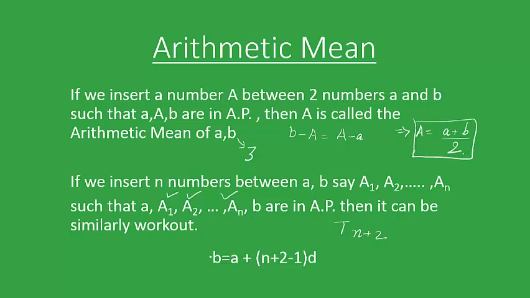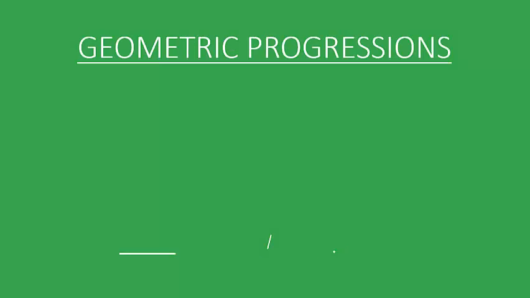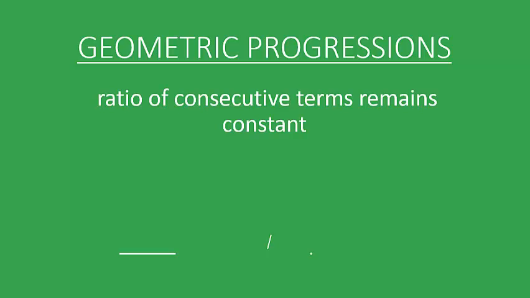So we have to calculate the common difference, and to work out the arithmetic means, we write this equation and calculate d from this equation, which will come out to be (b minus a) upon (n plus 1). After we've calculated d, we can simply work out the different arithmetic means by just writing the general term formula.